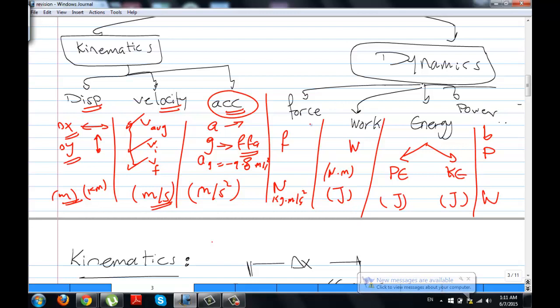Dynamics is discussing forces, work, energy, and power. Force is measured in newtons or kilograms meters per second squared. Work is measured in joules or newton meters. Energy, which is a potential energy or a kinetic energy, both of them are measured in joules, and power is measured in watts.